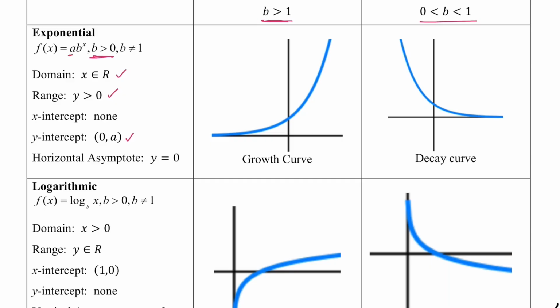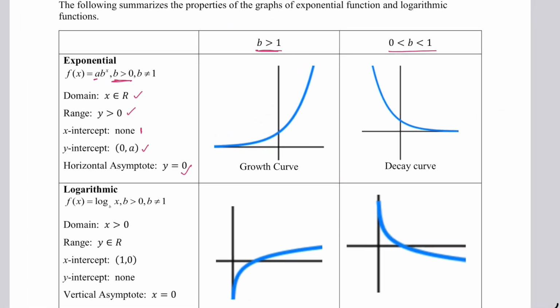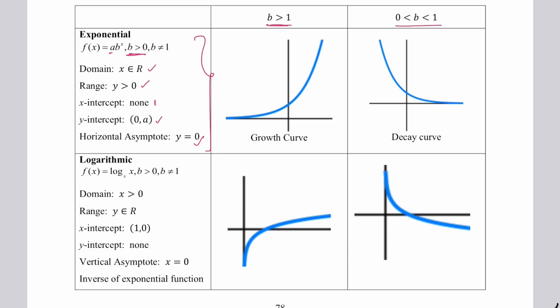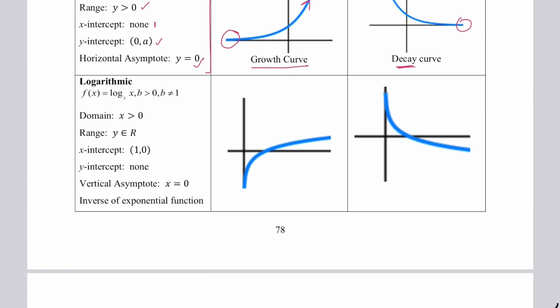And for log, domain and range are flipped as compared to your exponents, because basically it's the inverse of a function. There are no x-intercepts in exponents, and the y-intercept is (0, a). The horizontal asymptote is y is equal to 0. For your logarithmic functions, the domain is x greater than 0, the range is all real numbers, the x-intercept is (1, 0), there isn't a y-intercept, the vertical asymptote is x is equal to 0, and again this is just the inverse of your exponential function.